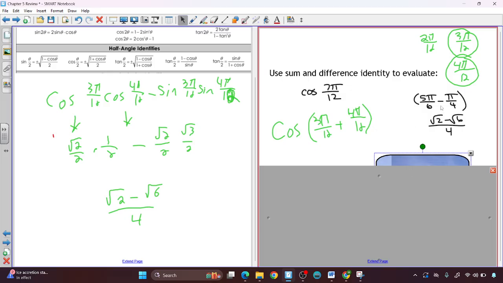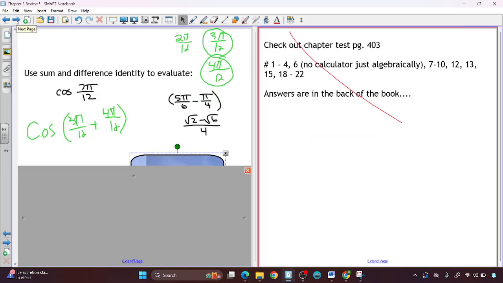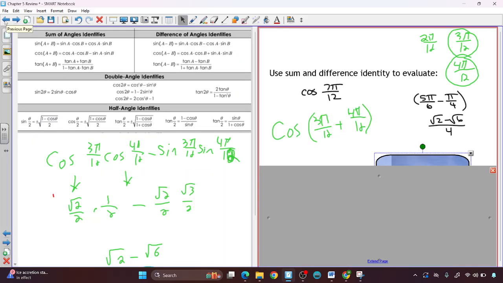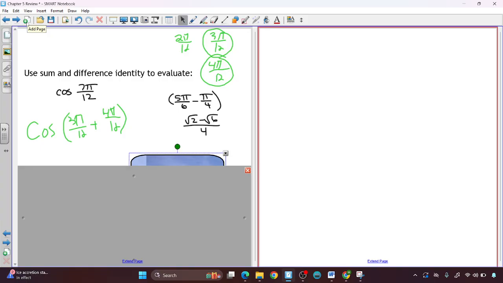There we go. They use subtraction, which you don't need to do, but can. And then it just might be wise to check out the chapter review and the chapter test.